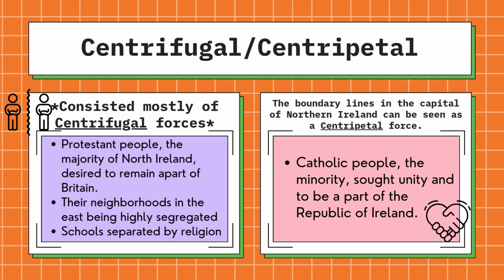Okay, so the centrifugal and centripetal case with this is it's consisted mostly of centrifugal forces. These are Protestant people, and the majority of Northern Ireland desired to remain a part of Britain, and their neighborhoods in the east being slightly segregated and schools separated by religion. And then the boundary lines in the capital of Northern Ireland can be seen as centripetal forces. They're bringing together Catholic people. The minorities sought unity and to be a part of the Republic of Ireland.